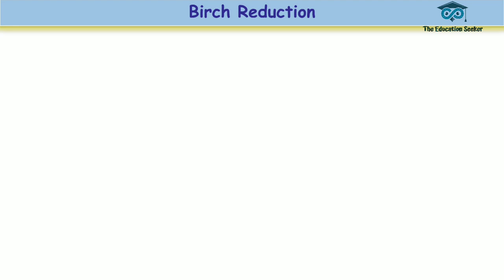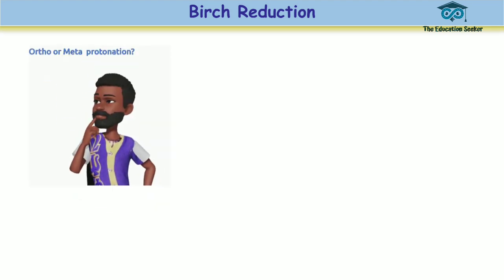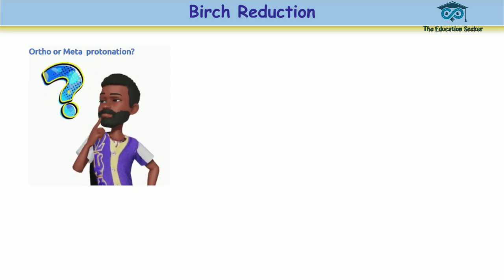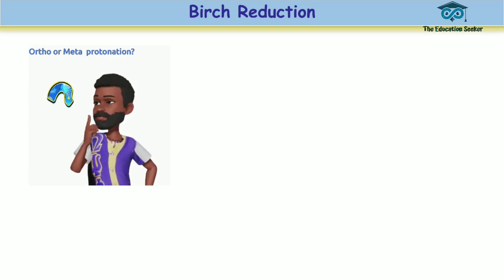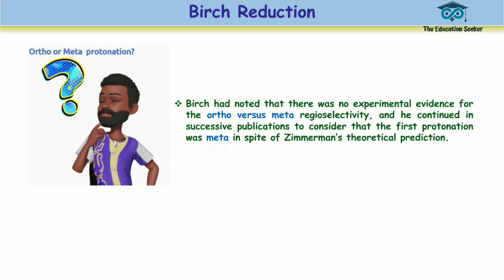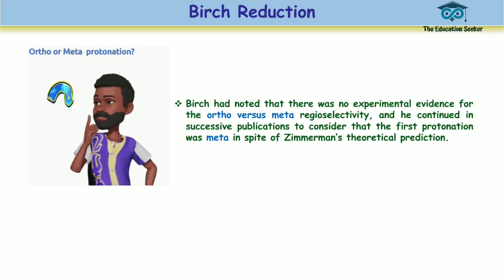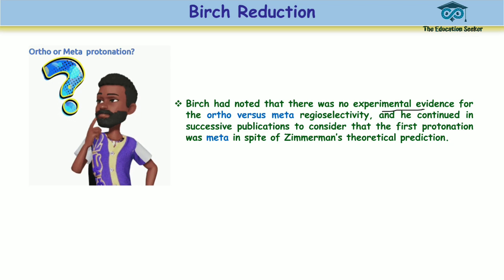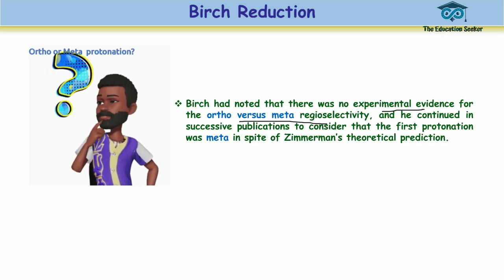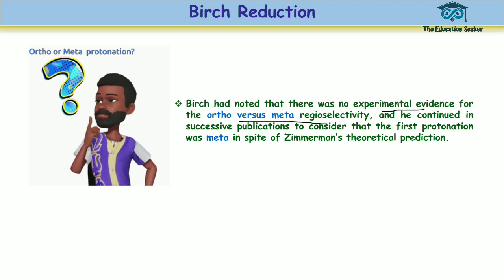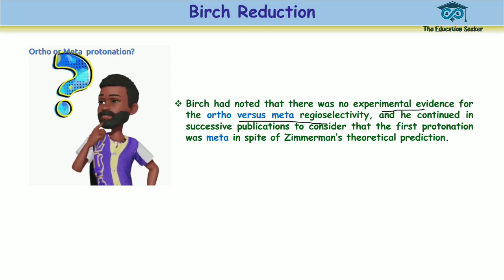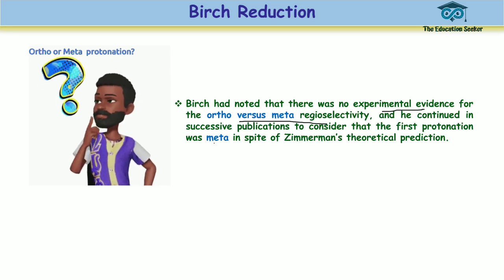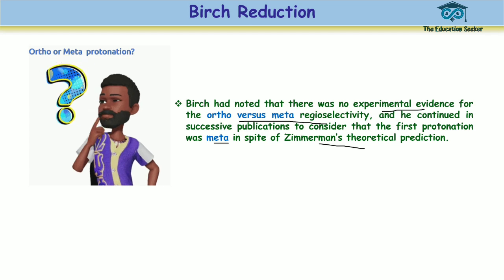So now considering both the Birch mechanism and the Zimmermann mechanism, I think you are also still confused like me, whether it is ortho or meta protonation, whether Birch is right or Zimmermann is right. But in the meantime, Birch had noted that there was no experimental evidence for the ortho versus meta regioselectivity, and he continued in successive publications to consider that the first protonation was meta, in spite of Zimmermann's theoretical prediction.